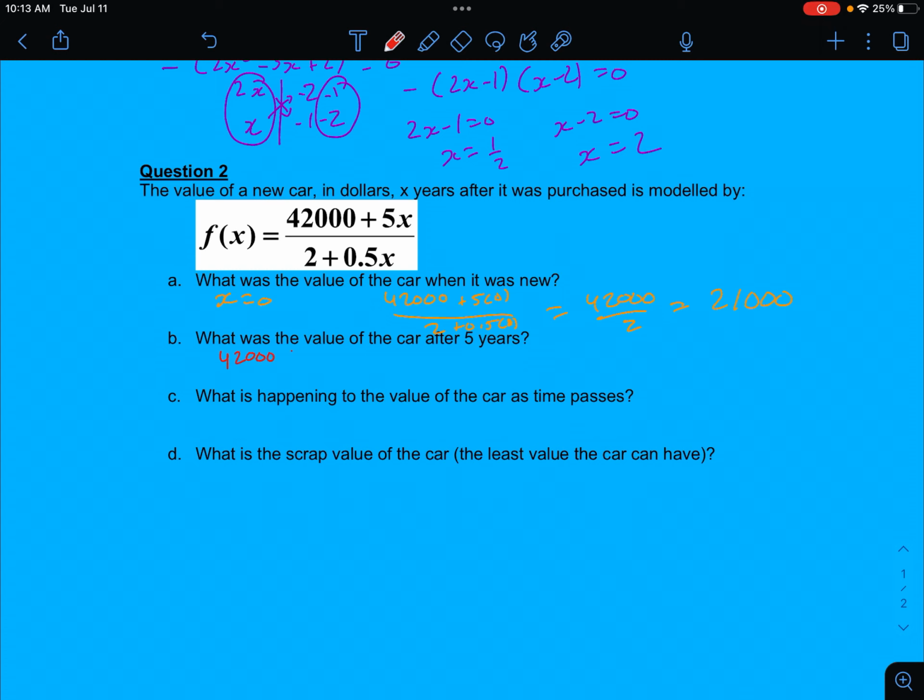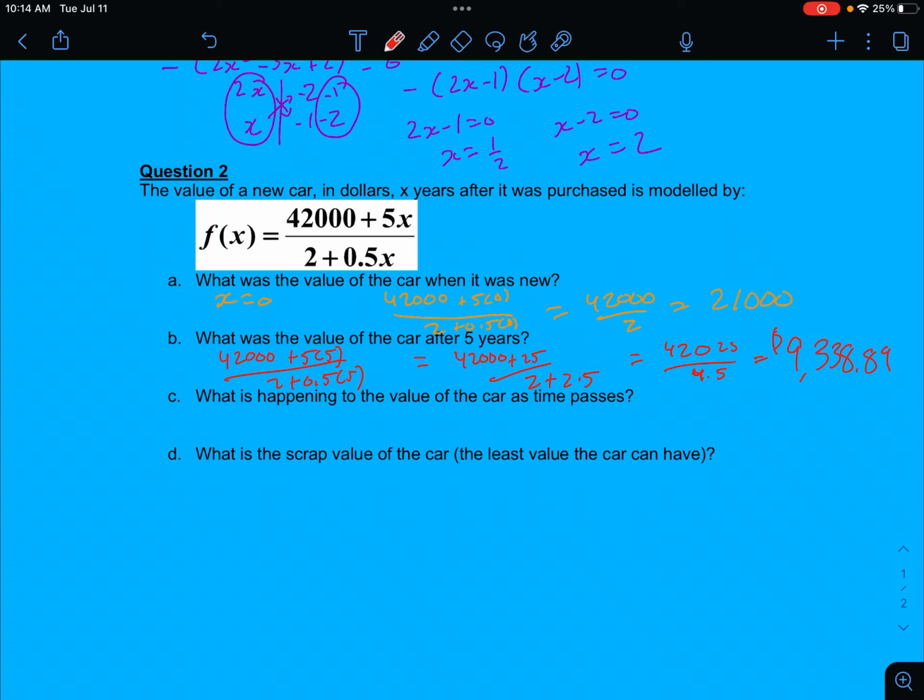21,000 on this one. After 5 years, well, let's plug in 5. We get 42,000 plus 25, all divided by 2 plus 2.5. Well, that's 42,025 divided by 4.5, which is going to give us a not so great number. So 42,025 divided by 4.5 means it's going to be 9,338.89 when you round it.